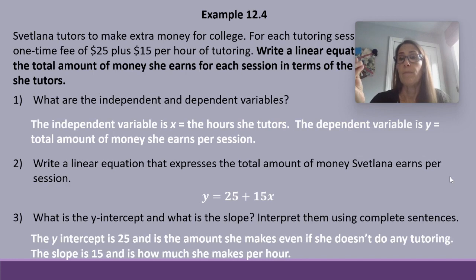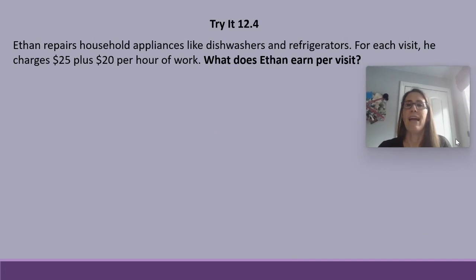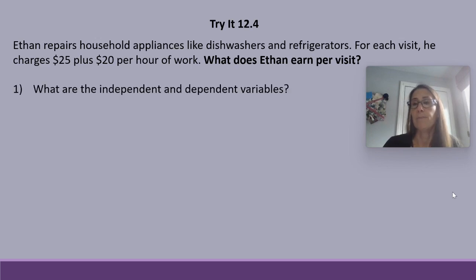So the y-intercept is that one-time cost, $25, and that's how much money she makes if she doesn't do any tutoring. That does not depend or change depending on how many hours she tutors. And the slope is 15, and that's how much she makes per hour. So every extra hour she tutors, the total amount of money she makes goes up by $15. So Ethan repairs household appliances like dishwashers and refrigerators. And for each visit, he charges $25 plus $20 per hour of work. What does Ethan earn per visit?